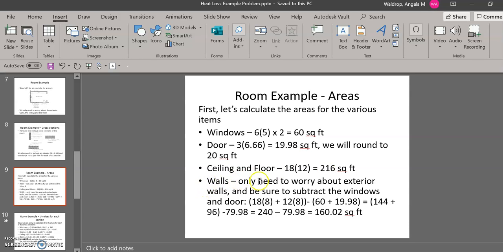Now, we'll calculate the walls last because we have to make sure that we take out the windows and the door. So here is the one north exterior wall. Here is the west exterior wall. And then we go ahead and subtract the area of the window and the area of the door from it. And we go ahead and do the math, and we end up with about 160.02 square feet. And we'll round that to 160 square feet.